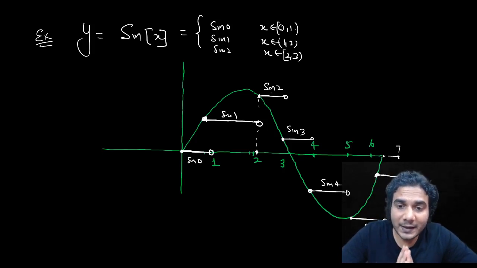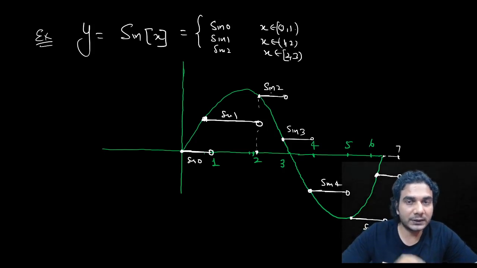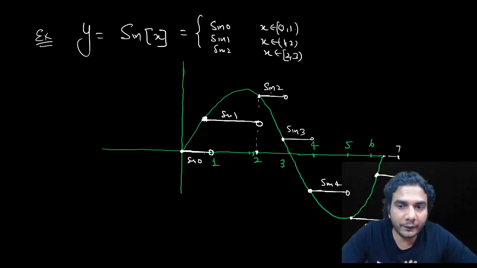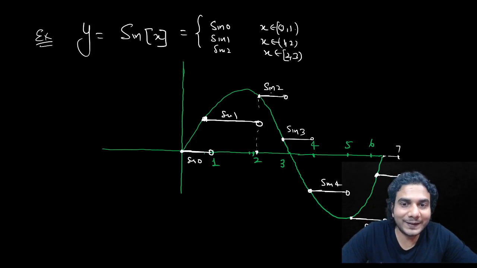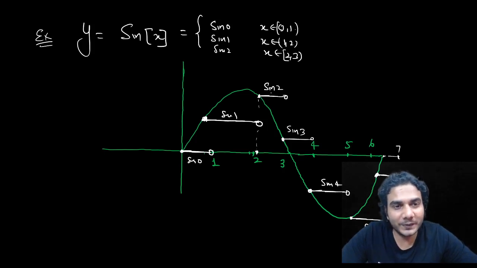Next session we'll start with some more examples of this type, and we will learn the transformation when we put greatest integer on y, all right? And then we'll do mixed examples, putting greatest integer on x as well as on y simultaneously, or on f of x, all right? So we'll do more complex examples in our next session, okay?